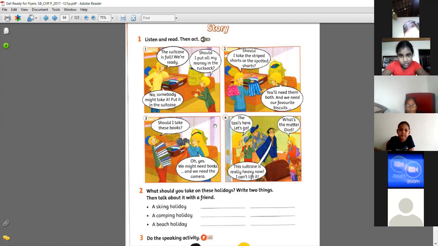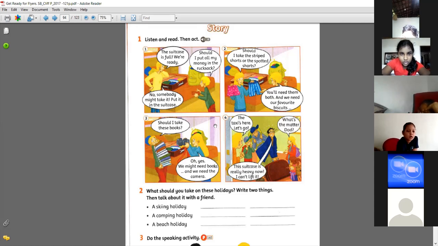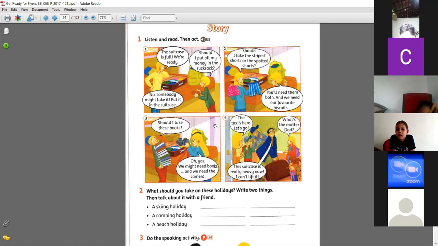All right, so the suitcase is full and we are ready. Suitcase is full vela tiyena den api ready vela innawa kiyala kiyenawa. Should I put all my money in the rucksack? So he's asking, should I put all my money? Mama money okkoma da ganna onida kiyala ahanawa. Into the rucksack. No, somebody might take. Put it in the suitcase. Rucksack is put always with you, but the suitcase is a little bit inside the plastic. Rucksack ekak wage nemei podak athulata dala tiyanna pulam. But when we comes to that part, it's a little bit hard.